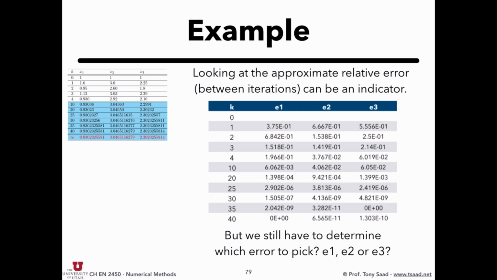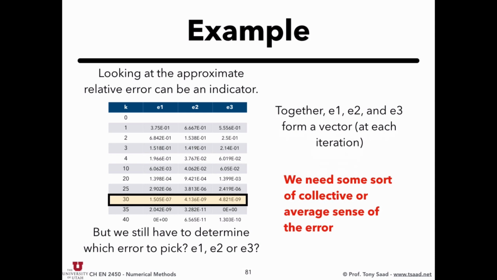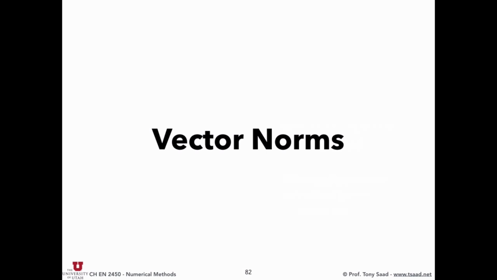Okay, so now let's formalize this discussion. Together, E1, E2, E3, En form a vector at each iteration. What we're obviously looking for is some sense of average or a collective measure of what the error is. And that's where we introduce vector norms. So now we're going to step back and talk about mathematics, okay?